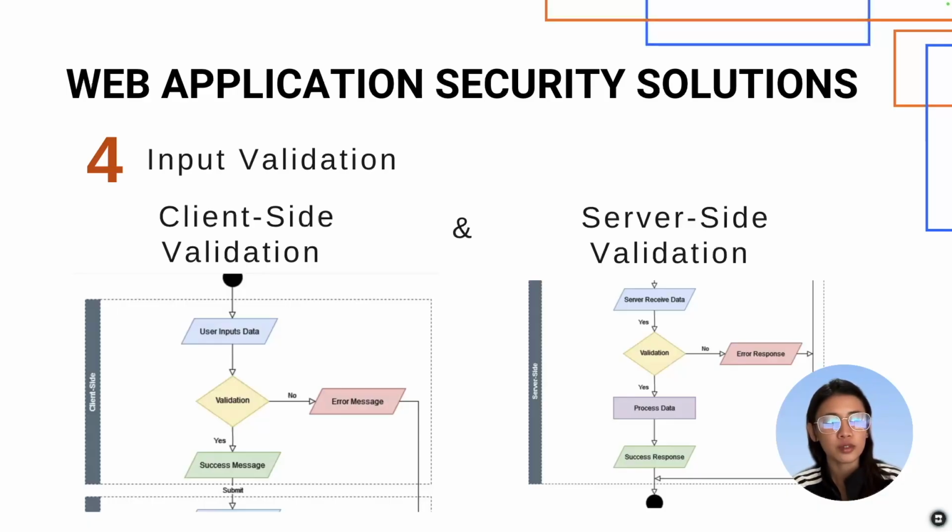So there are two types of input validation. First one, we have the client-side input validation. For the client side, this one provides immediate feedback to users and reduces the number of invalid requests to the server. On the other hand, the server-side validation ensures that all data received from the client is validated before being processed. So this is considered the primary defense mechanism since it cannot be bypassed by the users.